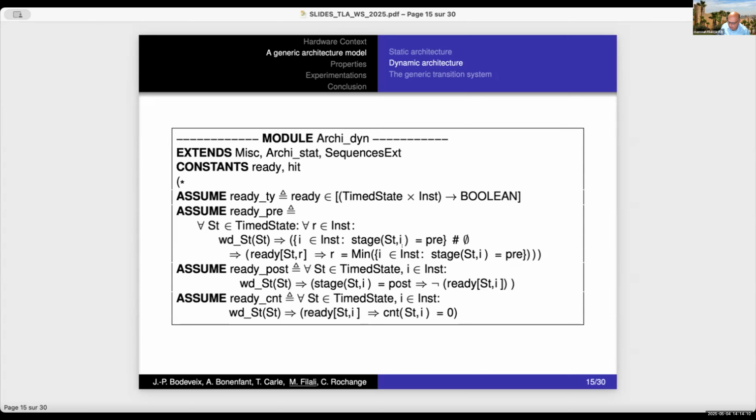So here we have some assumptions. For instance, here we have stated in a general way that if an instruction is ready, that is, the instruction should have terminated its execution on this node, then its execution counter should be 0.